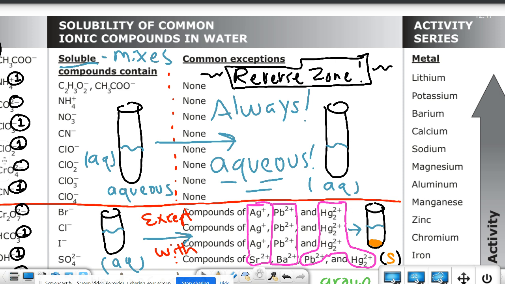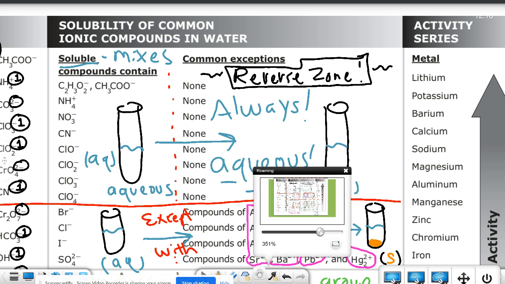Each of these ions here, each of these pieces of these ionic compounds that are positive, negative, are going to, at this level, form aqueous compounds. What does that mean? Aqueous means that it's going to be soluble. It mixes with water, and what you're going to see is just nothing. It's going to be a clear liquid. So they have no exceptions. That means there's not going to be anything to get with that's going to reverse that. So this is called a common exception or reverse zone. So they're always aqueous.